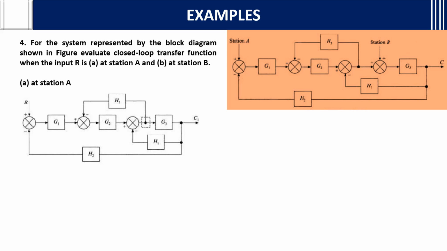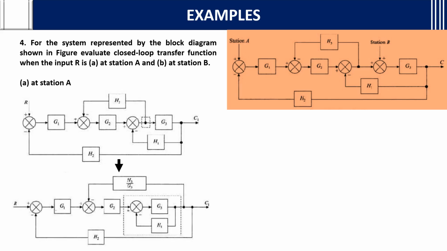First we will consider station A. Station A means this will be the R input, difference input, and the B point we have removed. There is no B point. Okay, after removing that B point, the summing point will be directly connected to G3 only. If you see here, is it easy to solve? No. There need to be some changes to be done. Then only we can do. How we should do? If you see here, this point, this takeoff point can be shifted to right side. Then it will become easy.